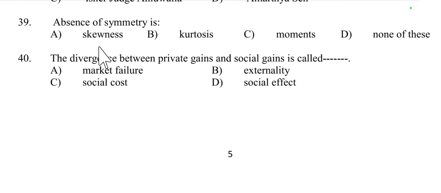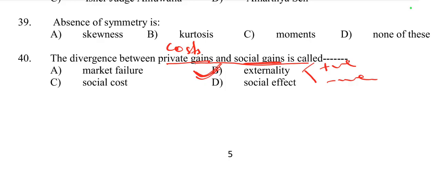Then today's last question: the divergence between private gains and social gains is called market failure, externality, social cost, or social effect. The divergence between private gain and social gain is called externality, because externality refers to the divergence between private cost and social cost. It occurs when actions of individuals or firms have an effect on third parties that is not reflected in the market price. So the effect on the third party is called externality. It may be either positive or negative. So option B is right here.